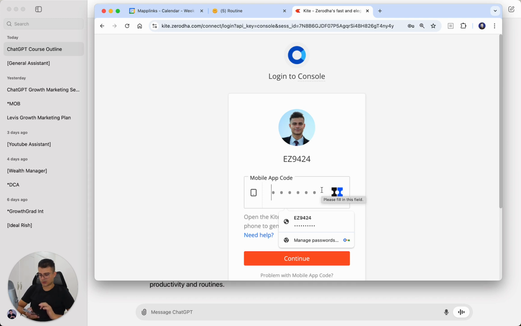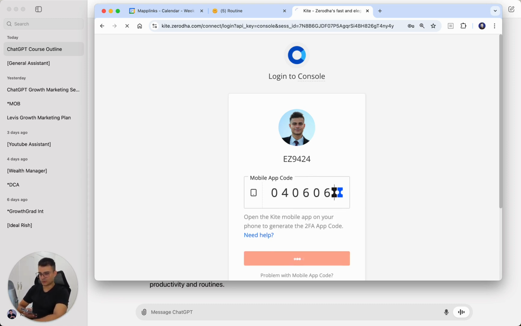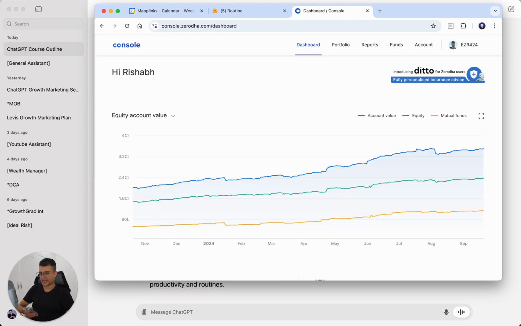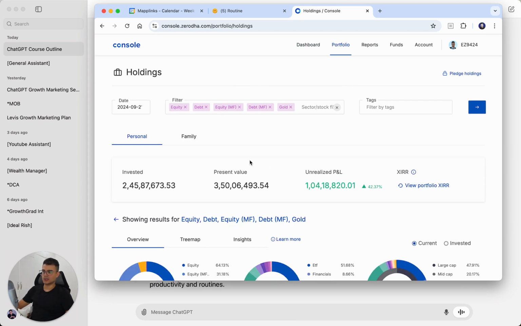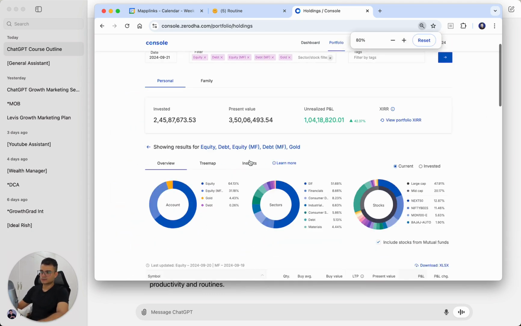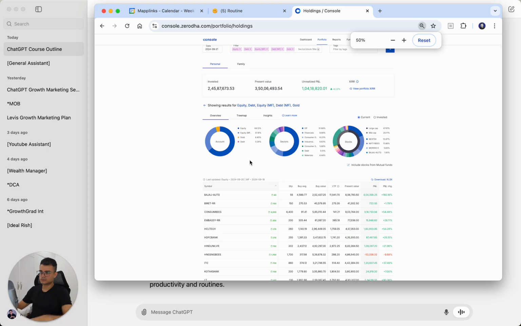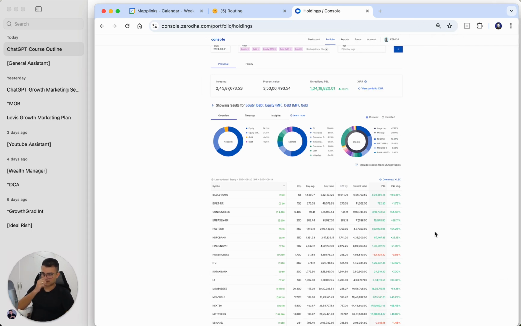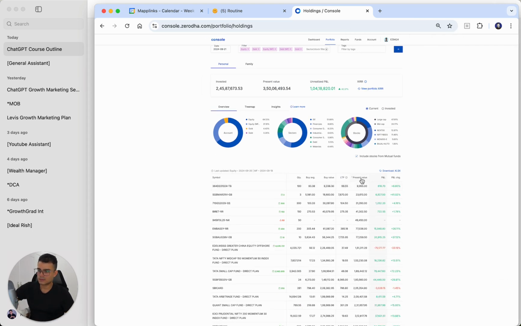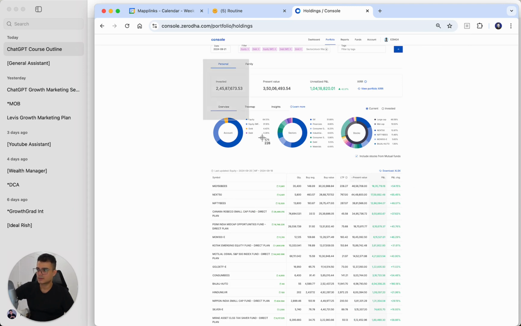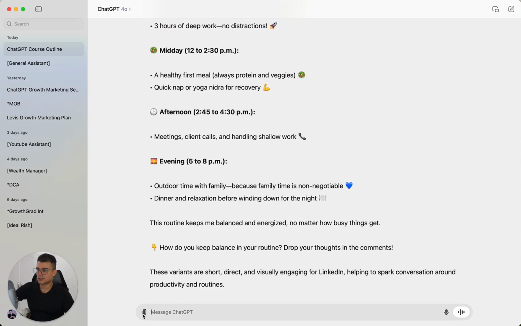let me just log into my investment portfolio. Because screenshots are very simple. For a file, you might have to export your portfolio, which is available on all the apps. But I'm just going to take a screenshot of my holdings, and I'm going to upload them to ChatGPT.